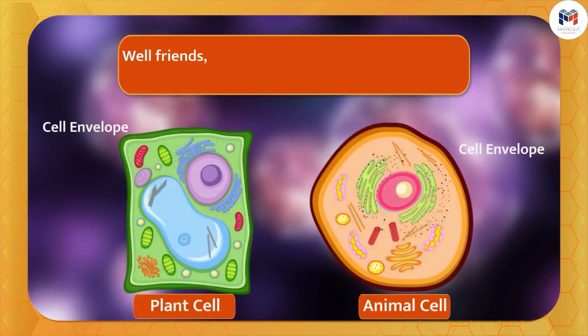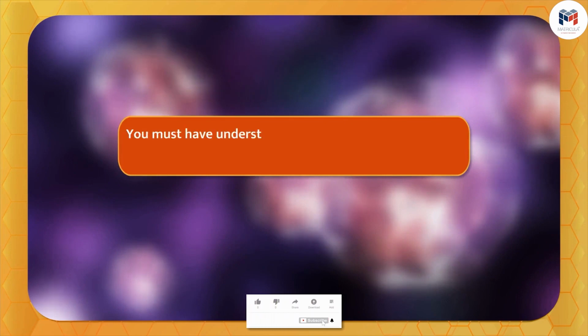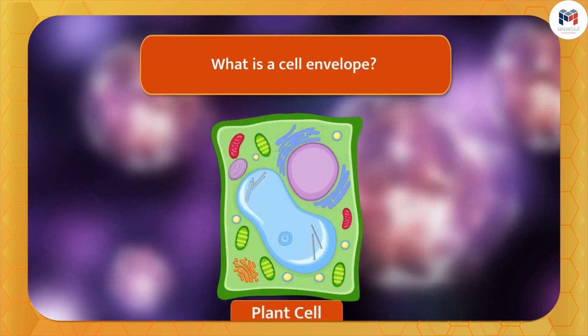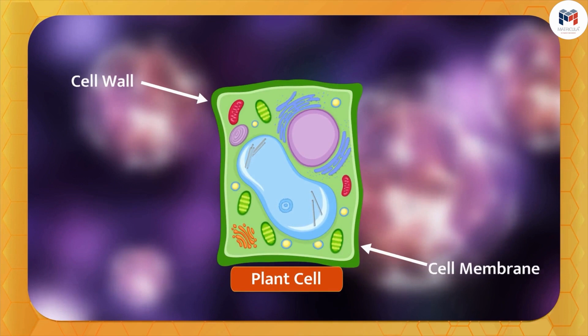Well friends, do you know what a cell envelope is? You must have understood by the term itself that we are going to understand the outermost layers of the cell. Let's understand what a cell envelope is. It is made up of the cell wall and the cell membrane.